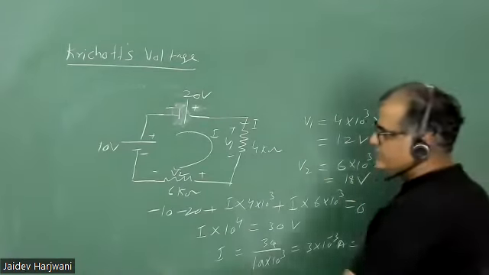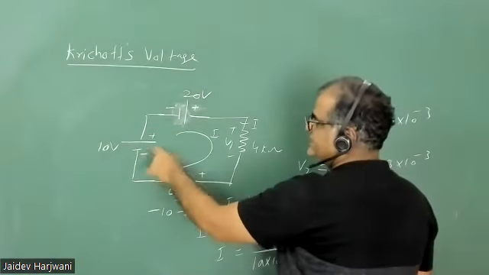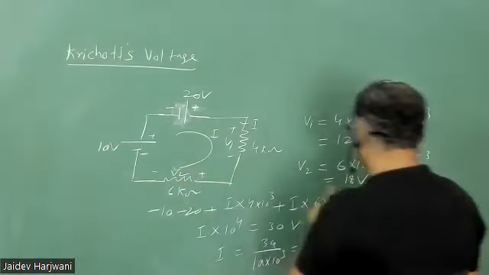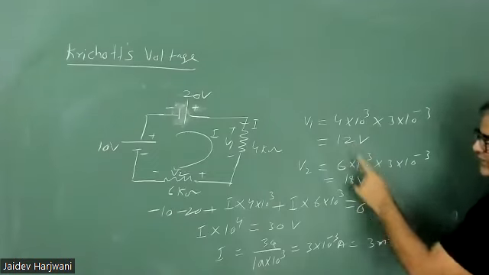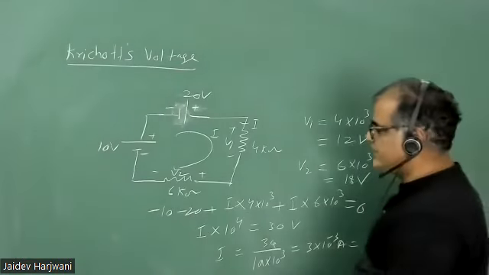So this is the voltage rise: voltage rise is 30 volts. Voltage drop is also 30 volts, 12 plus 18, 30 volts. So in this way you can check.